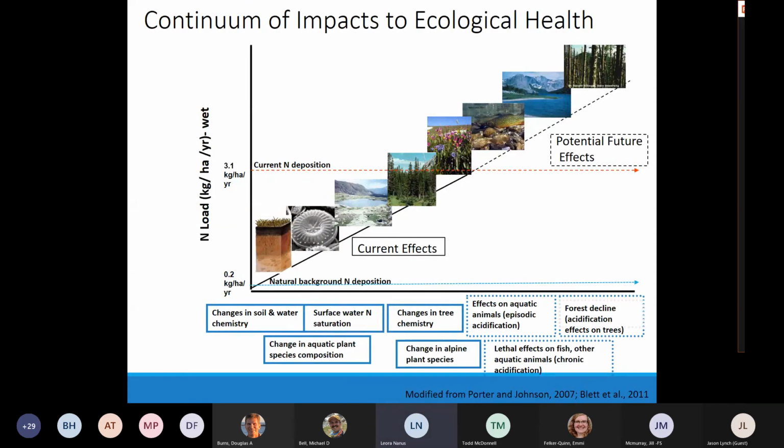So I like this figure. I'll start with this continuum of impacts to ecological health. This was developed for Rocky Mountain National Park, keeping in mind that every region's continuum or conceptual model may be different. But it shows current effects that include changes in soil and water chemistry, changes in aquatic plant species composition, surface water nitrogen saturation, and changes in alpine plant species and chemistry with current nitrogen loading, and then potential future effects over time.